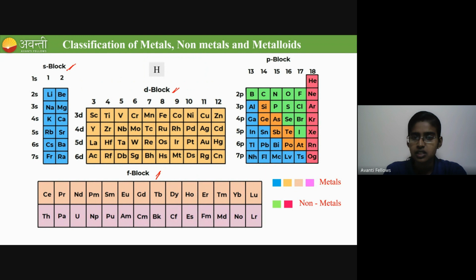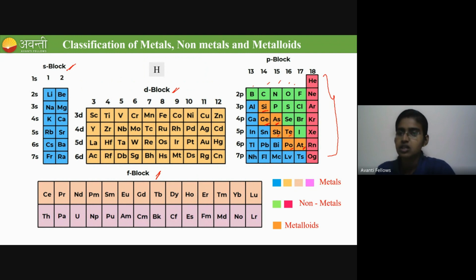This boron, carbon, nitrogen, oxygen are non-metals, and all the 18th group elements are non-metals. And the elements which you can see in the orange color here, from silicon, germanium, arsenic, antimony, tellurium, polonium, astatine, these are the metalloids. So in the periodic table, 75% of the elements are made up of metals only. Very few non-metals and very, very few metalloids.